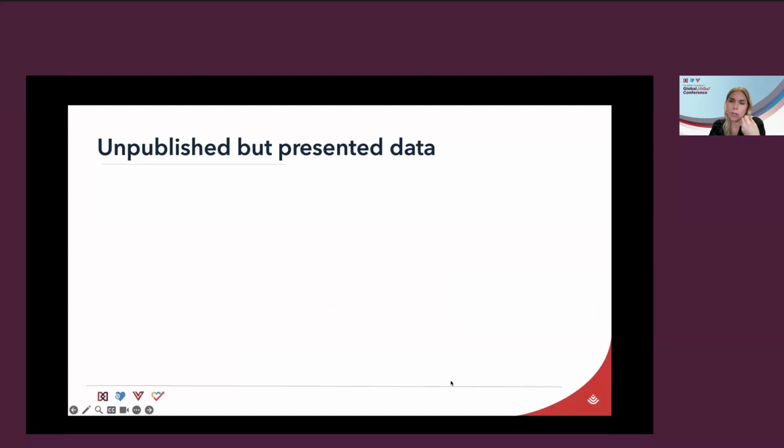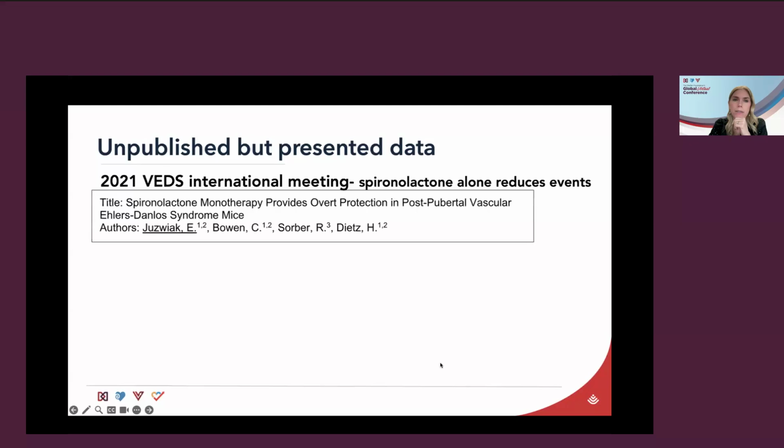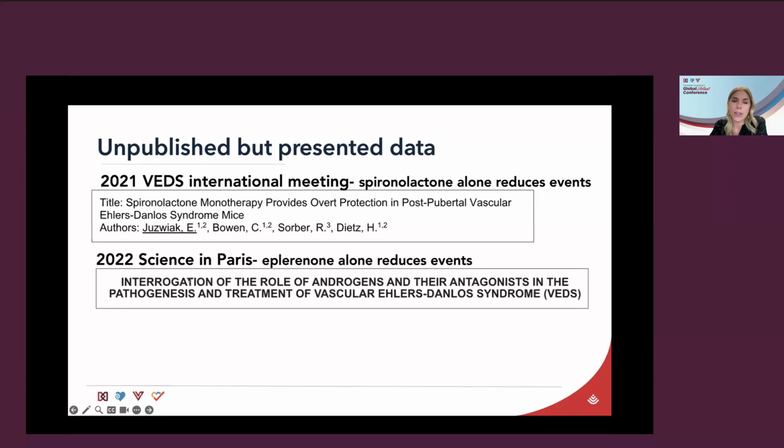So I'm going to show some unpublished data, but it's on the internet. It was presented with us, but it hasn't been published in a journal from this same lab. That's kind of exciting. So at the 2021 VEDS International Meeting, the question came up of what if we didn't give hydralazine, but just gave spironolactone? Could that help the mice after puberty? And in fact, just giving spironolactone helped reduce events by itself almost as much as the hydralazine plus spironolactone. And then a year later, they came back and used a different med called eplerenone.